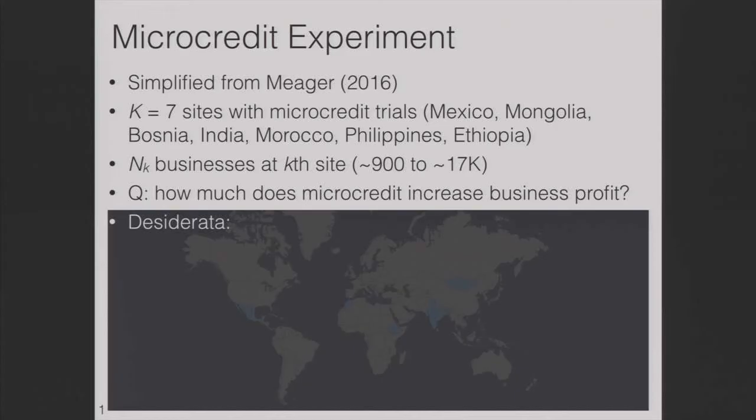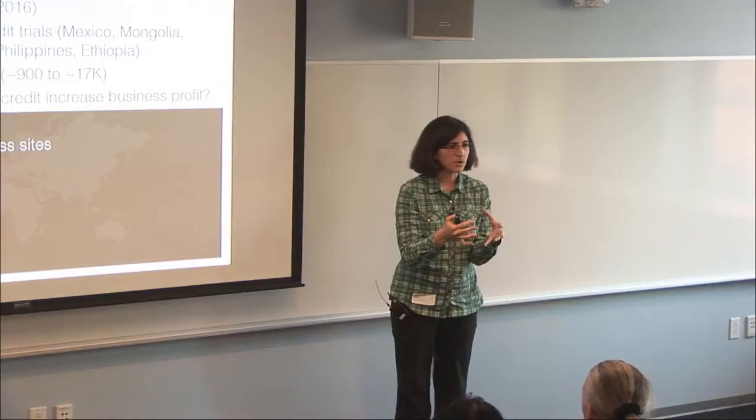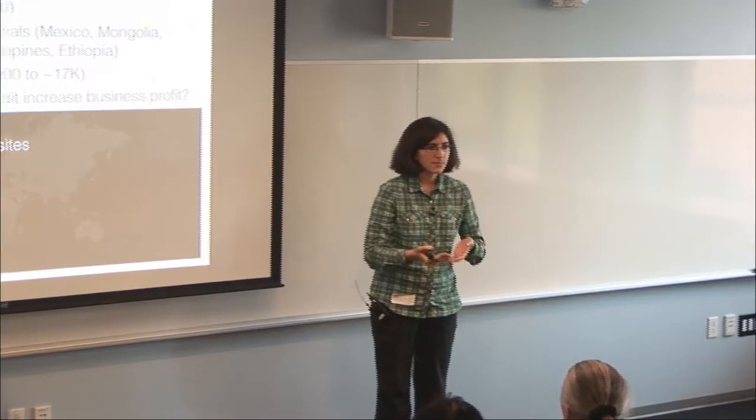Okay, so as part of this analysis, figuring out how much does microcredit increase business profit, there are a number of desiderata that we have here. So one is we want to share information across sites. I mean, one thing that I could do is I could just lump all of my data together. I have this data from Mexico, this data from Ethiopia. It's all in one big data set, and I just analyze it. But that seems sort of problematic.